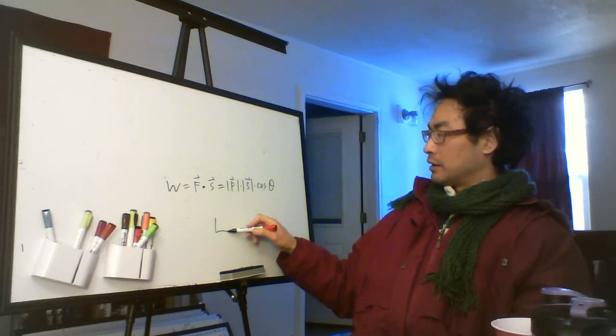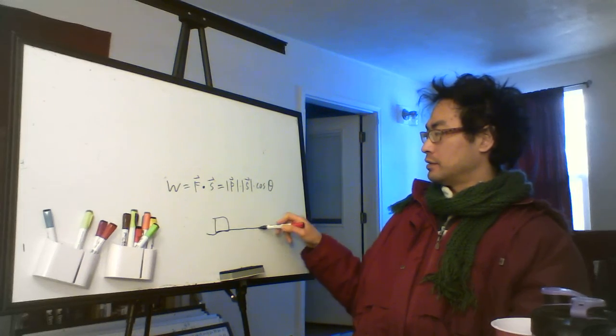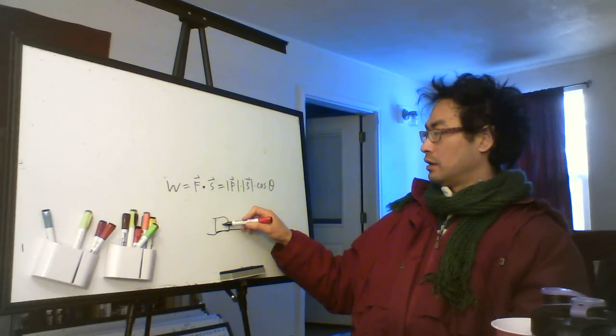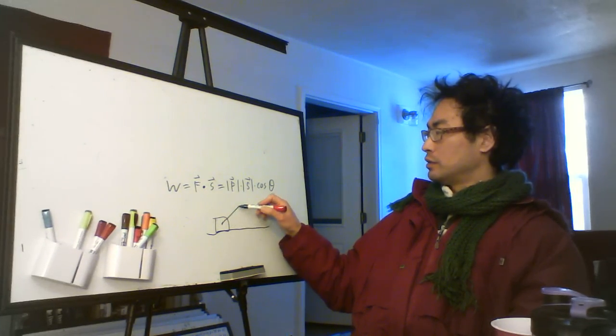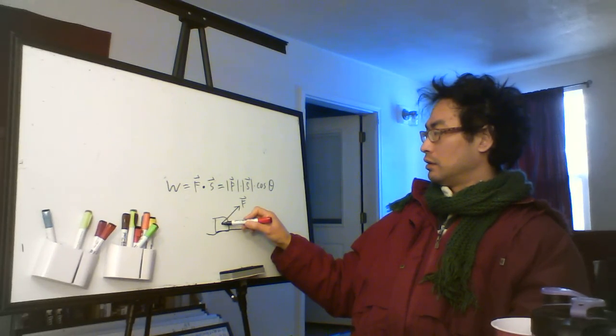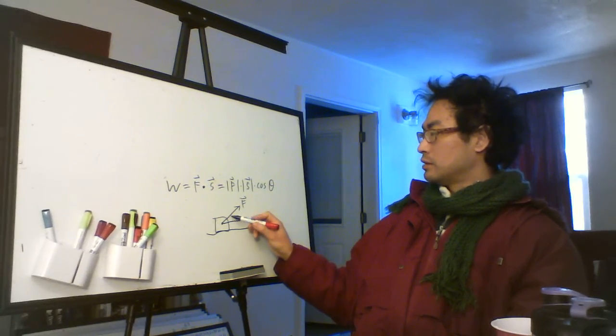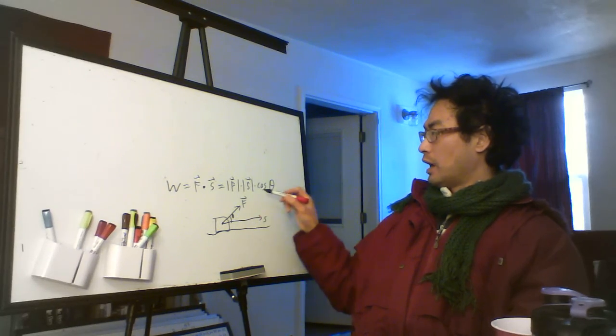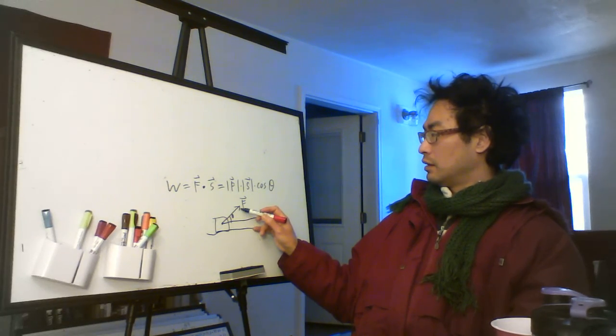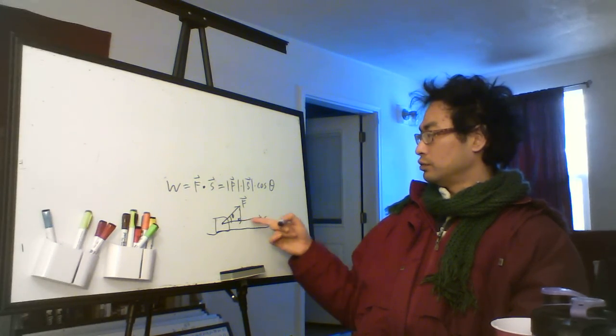you have an object and a flat surface, and you apply force in a diagonal fashion, and it goes that way. This object. So that's the angle. So F cosine theta is this guy. Projection of F onto S.